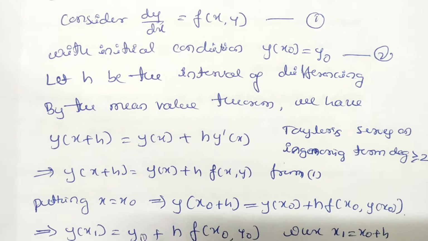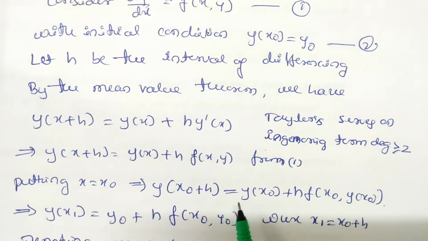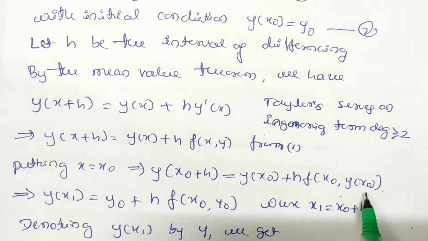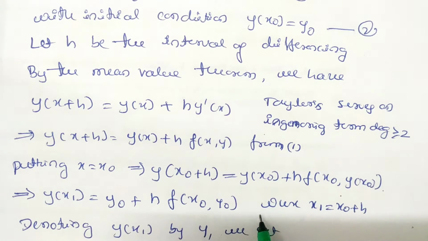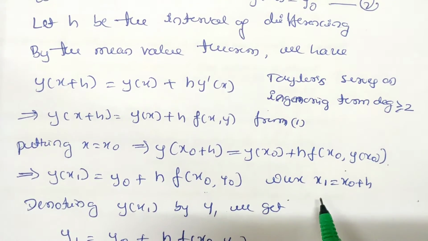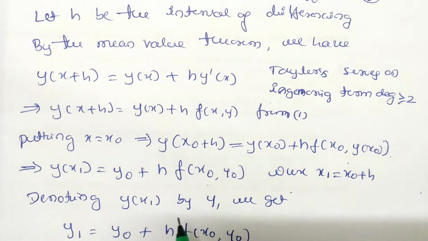Now you have to substitute x equals x naught in this. It becomes y at x naught plus h equals y at x naught plus h into f of x naught and y at x naught. Y at x naught is nothing but y naught, and we know x naught plus h is x1. So y at x1 equals y naught plus h into f of x naught, y naught, where x1 equals x naught plus h.